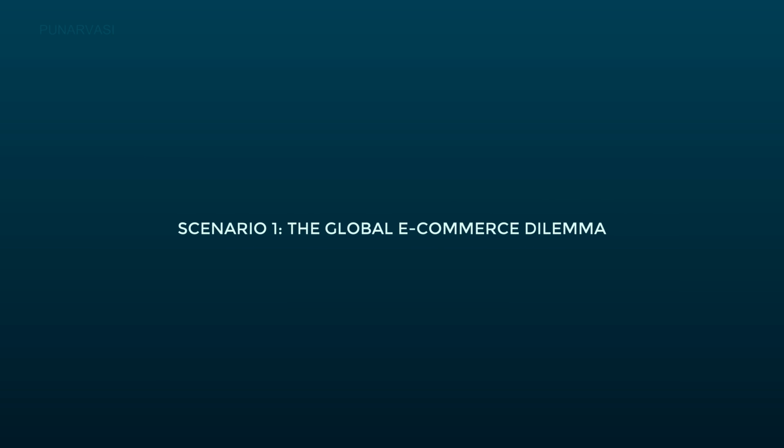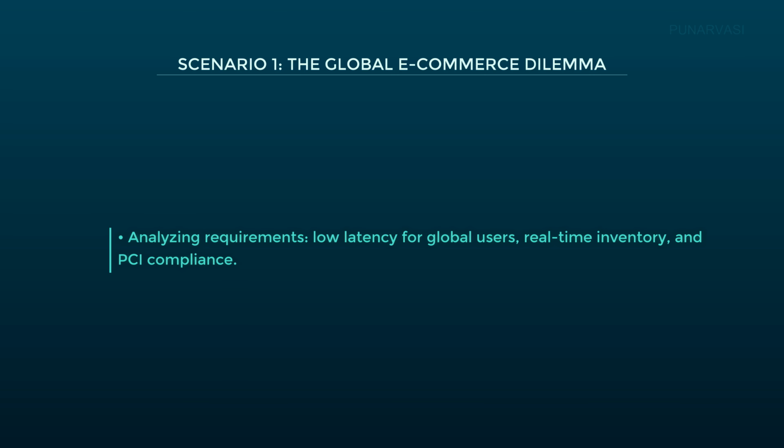Master the AWS exam's trickiest questions, not by studying harder, but thinking differently. Now, let's dive into this global puzzle. The core challenge is balancing worldwide speed with real-time data accuracy, all while maintaining ironclad security for payments. The key insight is that these aren't separate problems. The real-time inventory data inherently impacts the user experience in distant regions, and PCI compliance must be woven into the architecture from the very first decision.